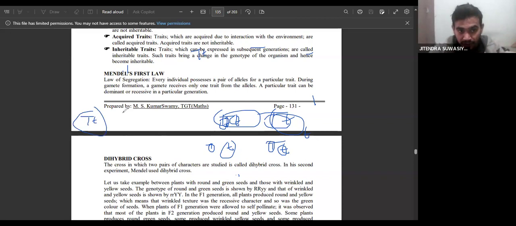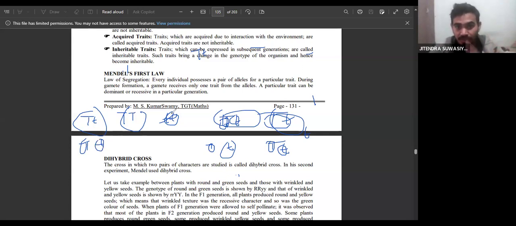Like this one is also one pair. That is also one pair. This one is also one pair. Okay, so we have heterozygous and homozygous. Every individual possesses a pair of alleles for a particular trait. During gamete formation, a gamete receives only one trait from the alleles. So after the crossing, they are not going to receive both alleles. They are going to receive only one allele, that is, either capital T or small t. So after the split, they are going to attain only one allele.